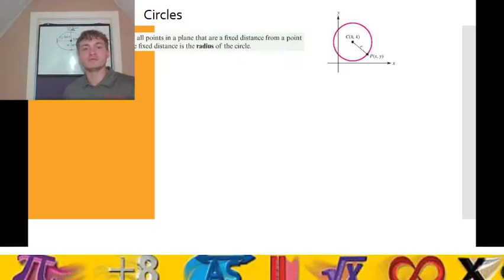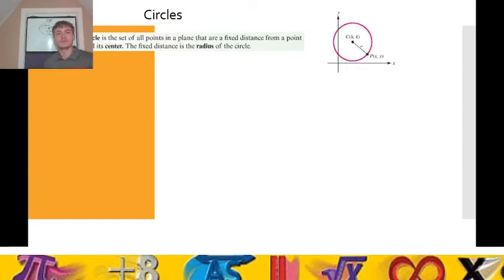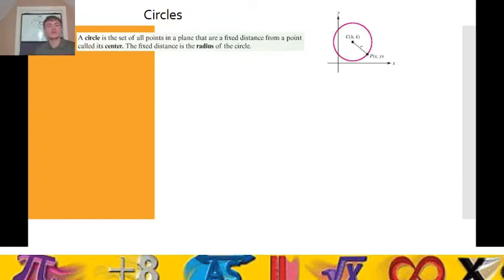So I'm going to zoom myself in just a little bit here. It says here that a circle is the set of all points that are in the plane, the XY plane. So a circle is a set of points that are a fixed distance from a point in the middle called the center. The fixed distance is called the radius of the circle.